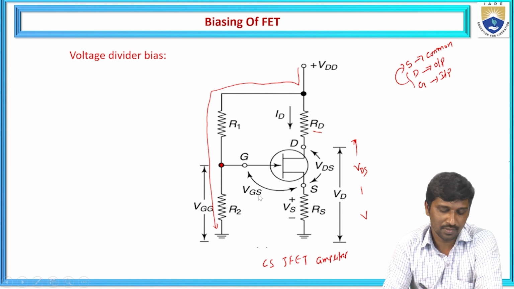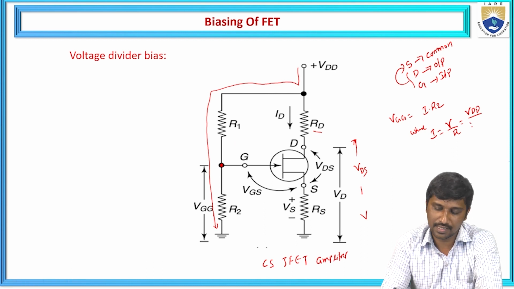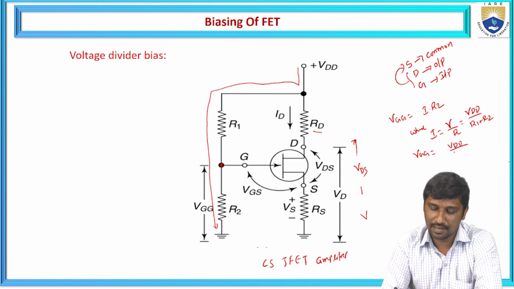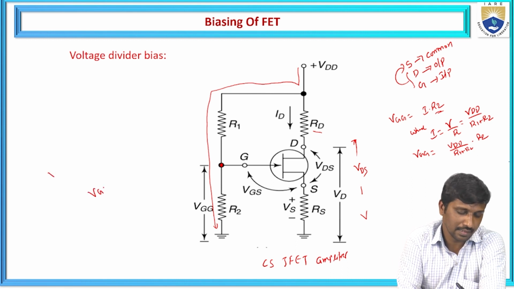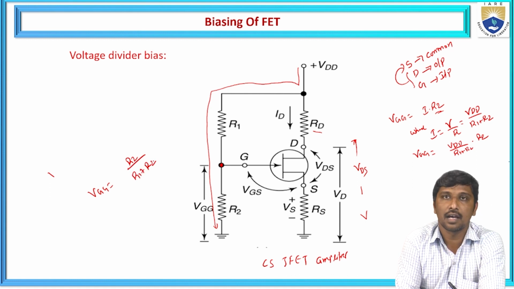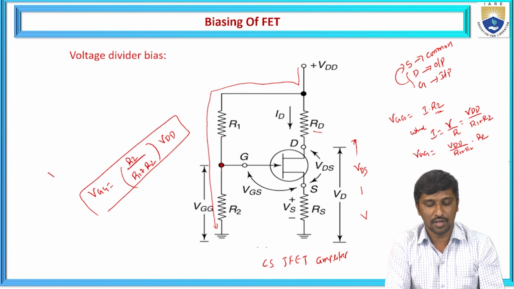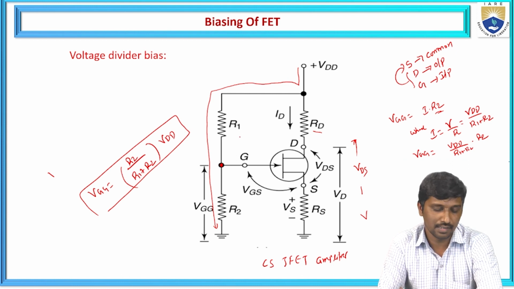If you apply the voltage divider network from the circuit, we know that VGG is equal to I into R2. Generally I is the ratio of voltage to resistance, where the voltage is VDD and the resistance is the total resistance, R1 plus R2. Hence VGG is I, that is VDD by R1 plus R2, times R2. So VGG is R2 by R1 plus R2 times VDD. This is the net voltage that appears across the gate terminal due to the biasing of VDD through the biasing resistances R1 and R2.